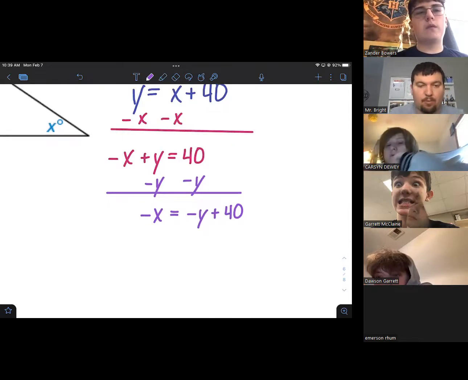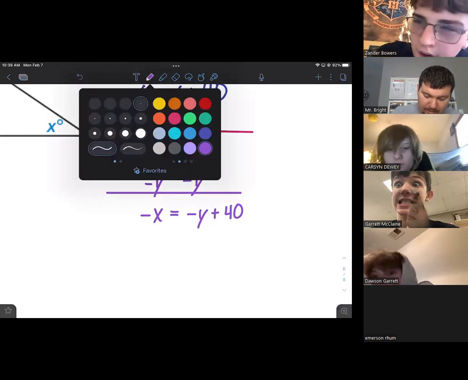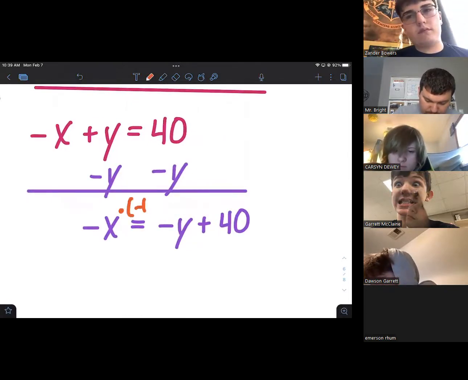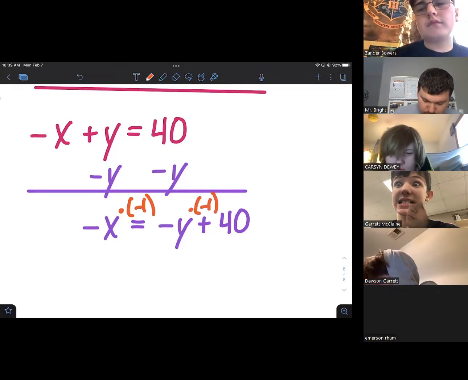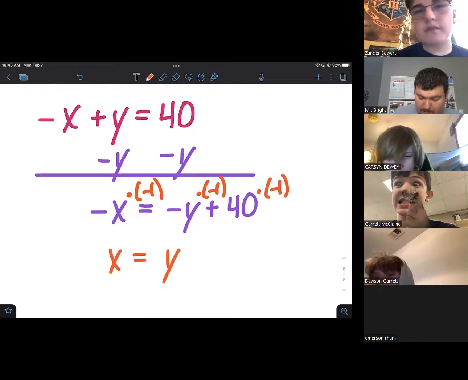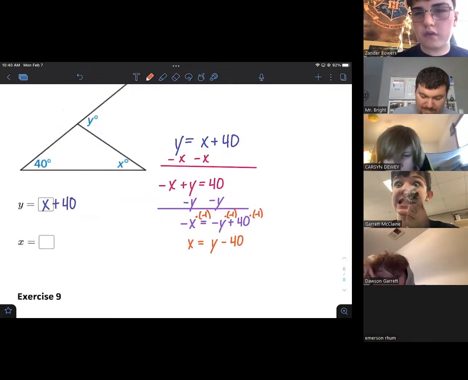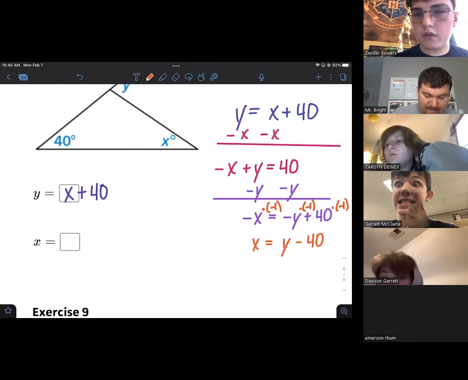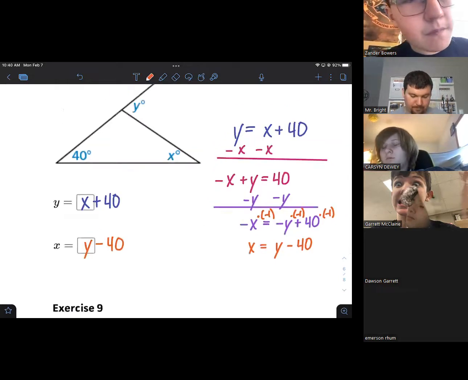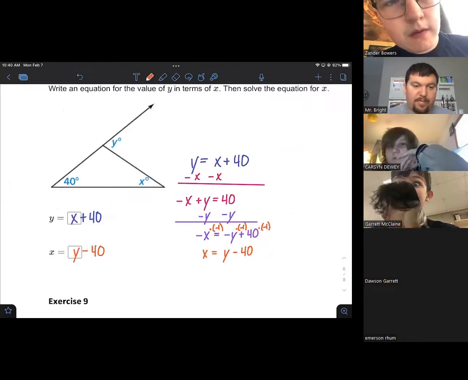But I don't want negative x, I want positive x. I want x to be by itself with no negative sign. So then what I'm going to do is multiply everything here by -1, and that's just going to take the opposite of everything. And so that's going to give me positive x equals positive y minus 40. So essentially, if you flip the equation y equals x plus 40 and solve it for x instead, it's going to be x equals y minus 40. And if you're wanting to find out what x and y are, you're not going to be able to do that because we don't have enough information.